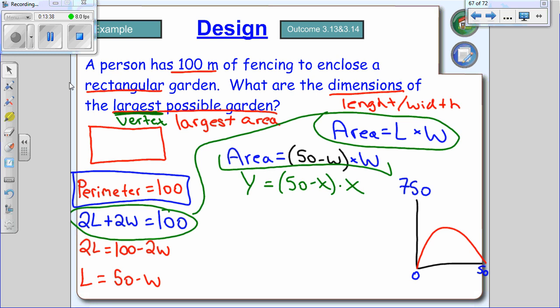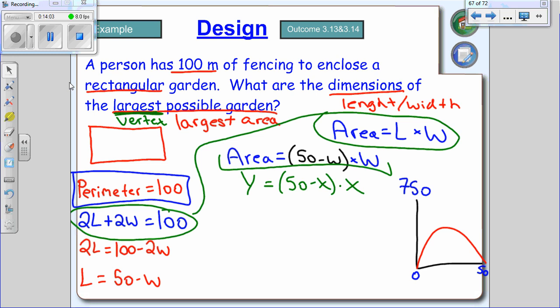My X value is my length. The least amount of length I could have is 0. My Y value is my area. The least amount of area I could have is 0. The most amount of area I could have, I really don't know. That's what I'm trying to find. But if I were to guess, I'm going to guess it's going to be around 750. I might even have to go up from there. It's just a guess, like a good estimation.